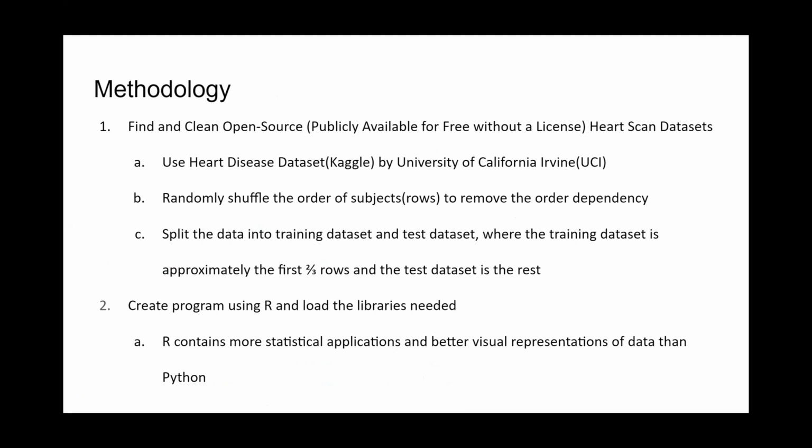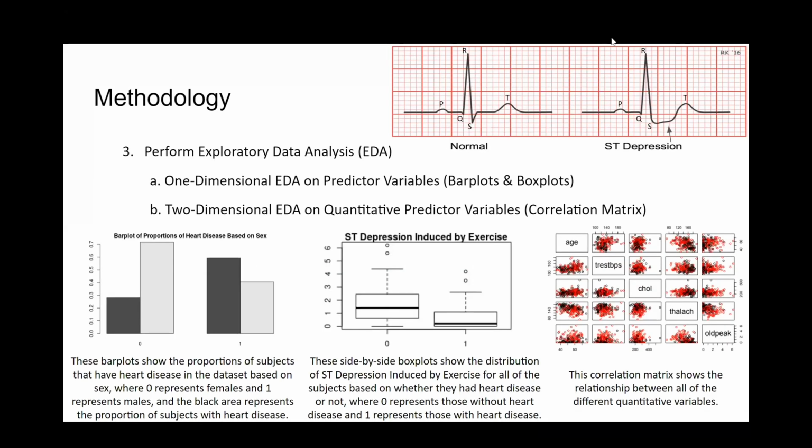We use this language because it has more statistical functions and better visual representations of data than all other programming languages, including Python. Following this, we performed exploratory data analysis, or EDA, to find which predictor variables are strong predictors of heart disease presence and the relationships between the predictor variables. First, we performed one-dimensional EDA to understand the distribution of each predictor. Bar plots show the distribution of qualitative variables, and side-by-side box plots show the distribution of quantitative variables based on heart disease presence. If the difference between bar plots or box plots for a certain variable is comparatively large, then that variable is a significant predictor of heart disease presence.